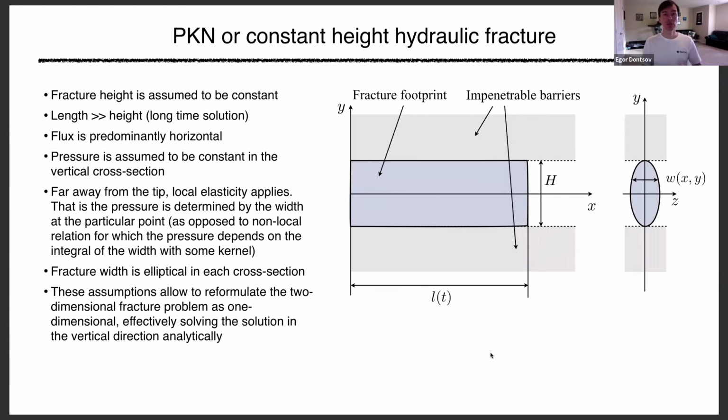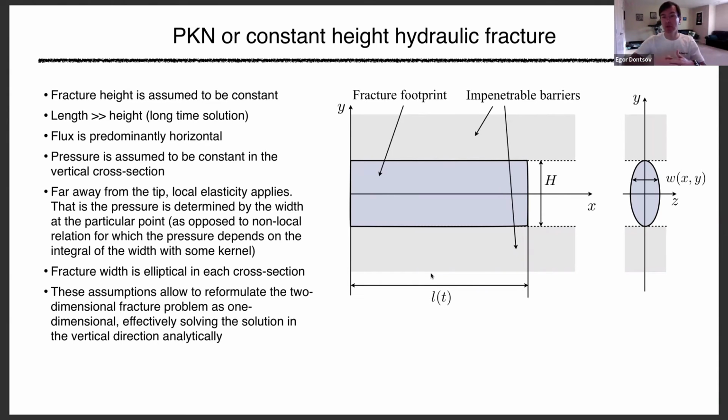The two fundamental geometries for which we need to do this are radial and constant height, or PKN, hydraulic fracture. Very often in field cases the layers are such that we see nearly impenetrable barriers above and below. So we actually more often see the PKN type of behavior in field cases rather than the radial. Radial also happens occasionally, if you have a kind of mushroomy shape.